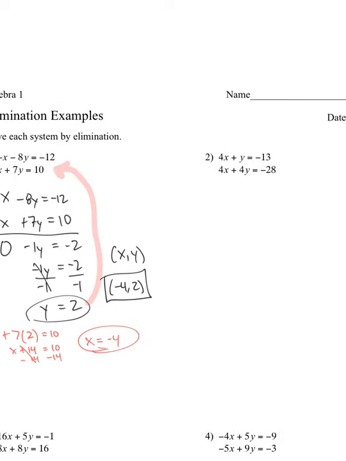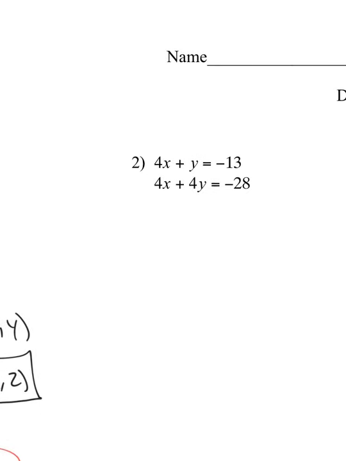Okay. Guys, here the x's are the same. 4x and 4x, so we can subtract the equations. 4x minus 4x, well, that's 0. y minus 4y, negative 3y. Oh, this one's a little tough. Negative 13 minus negative 28. So double negatives, guys, we go plus. So that's negative 13 plus 28, which is 15.